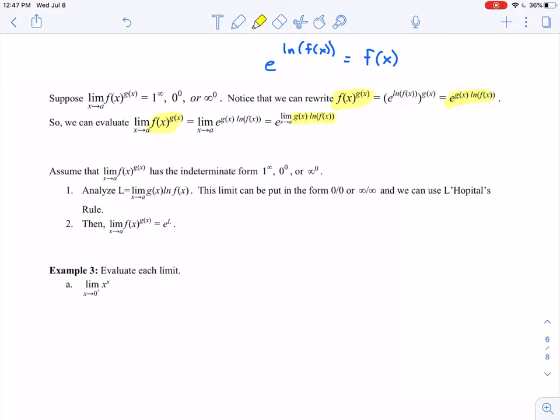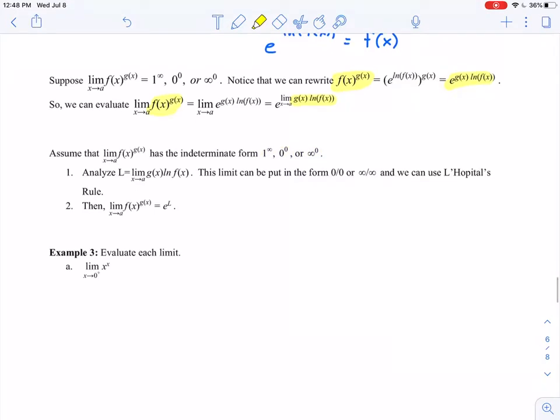If we're working with f of x raised to the g of x power and we end up with 1 to the infinity, 0 to the 0, or infinity to the 0 power, any of these three outcomes, we're going to evaluate them all the same. We're just going to start by looking at the limit of this power. So the limit as x approaches a of g of x times natural log of f of x. Notice that's just this power right here. We're going to give that a name. How about we call that just L?